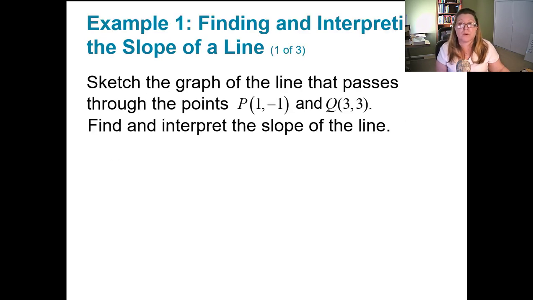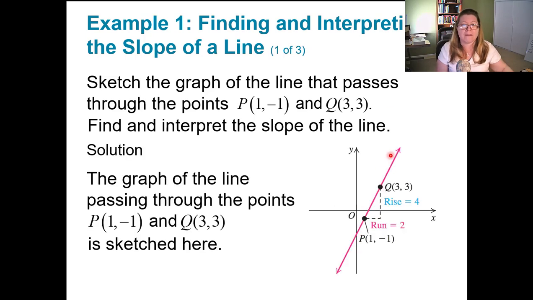Let's sketch the graph of the line that passes through a couple of points, and we're going to say our first point, P, is (1, -1), and our second point, Q, is (3, 3). We're going to find and interpret the slope of the line. So mathematically, we're going to find the slope, and then we're going to interpret what those values mean for the slope of the line. Let's graph our line between P and Q.